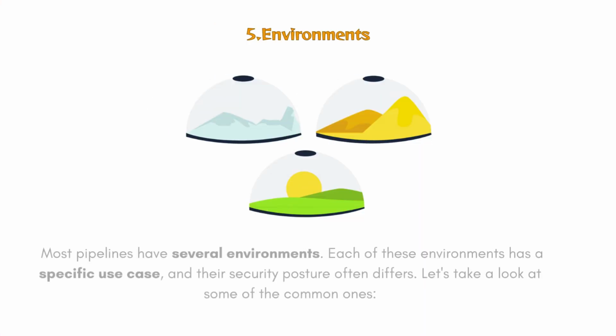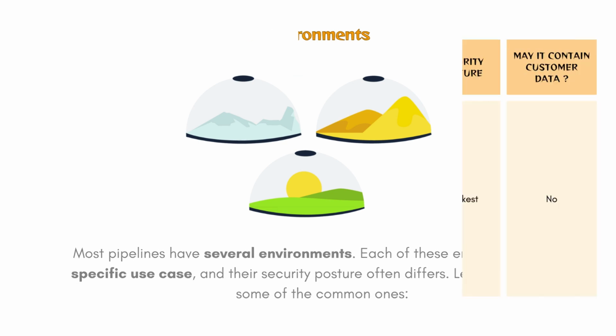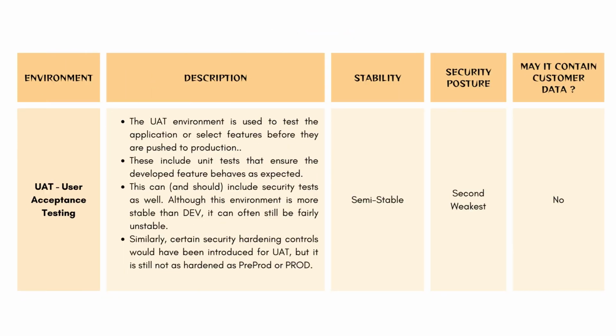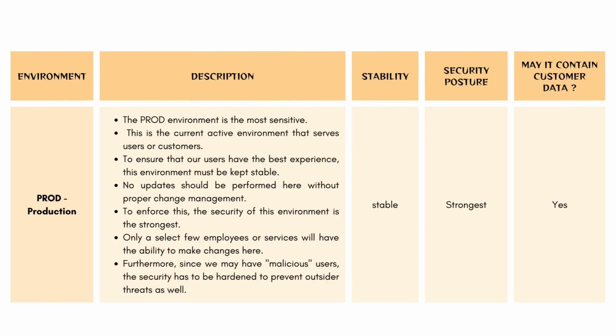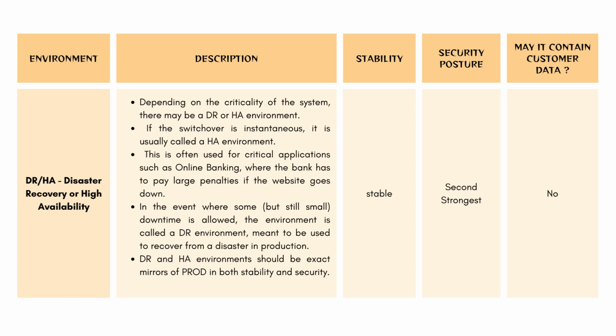Environments. Most pipelines have several environments. Each of these environments has a specific use case, and their security posture often differs. Let's take a look at some of the common ones: development, user acceptance testing, production, pre-production, disaster recovery or high availability.